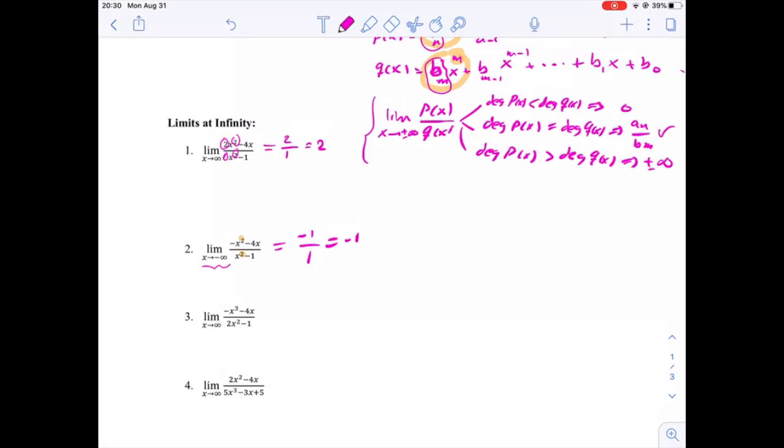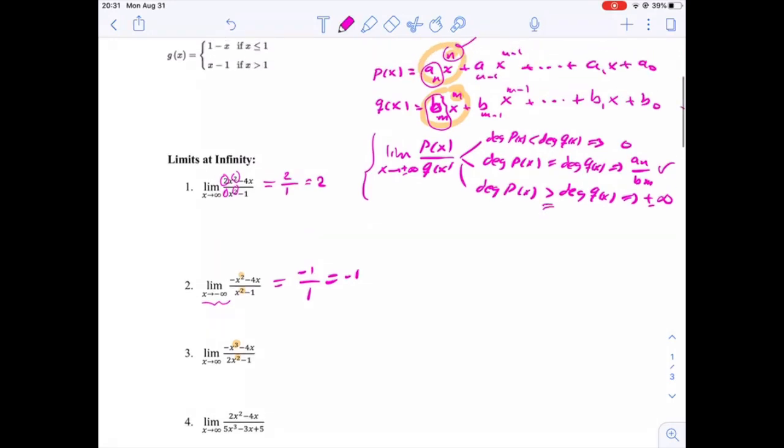In this case, degree of the numerator is 3, degree of the denominator is 2. As you can see, degree of the numerator is greater than degree of the denominator. That means that's the third case. Now we have negative infinity, because here we have negative.